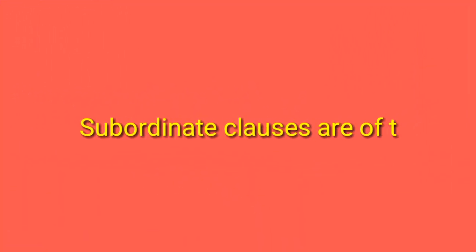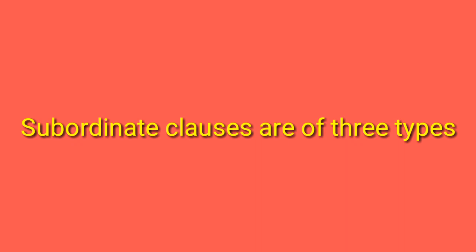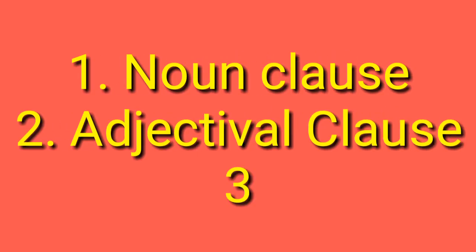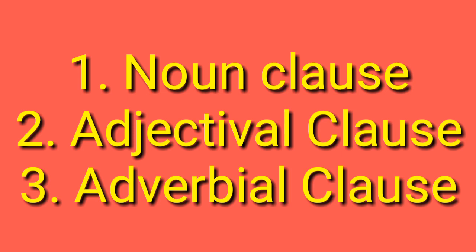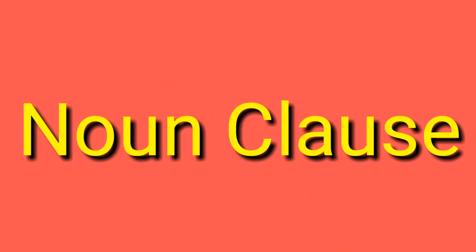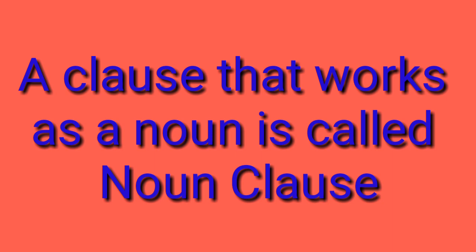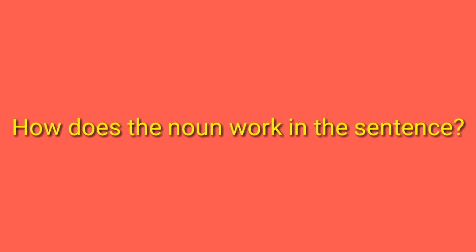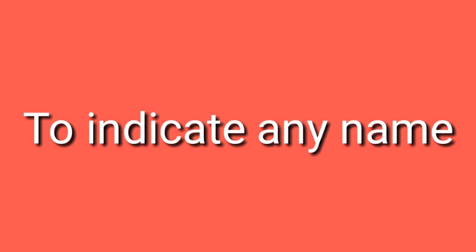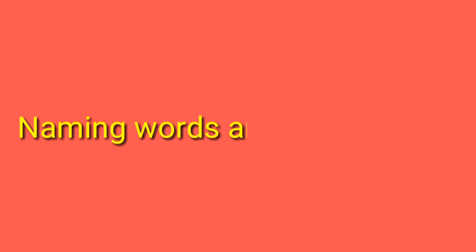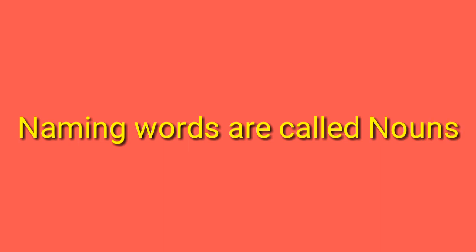The subordinate clauses are divided into 3 parts: noun clause, adjectival clause, and adverbial clause. Now let us make an idea of the kinds of subordinate clauses. A clause that works as a noun is called a noun clause. How does a noun work in a sentence? A noun works to indicate a name. In a word, naming words are called nouns.